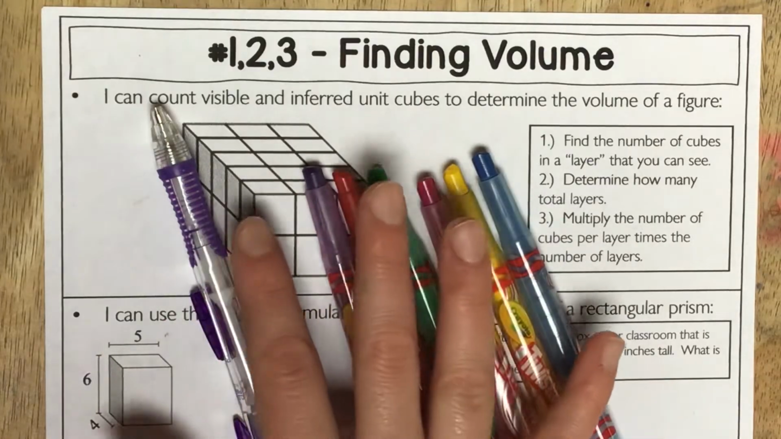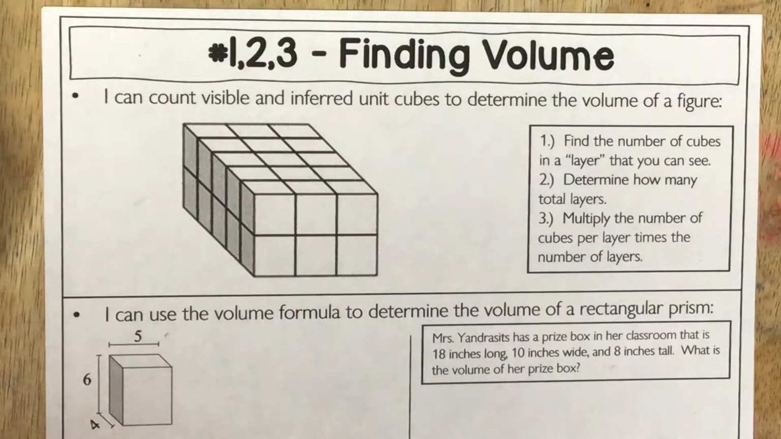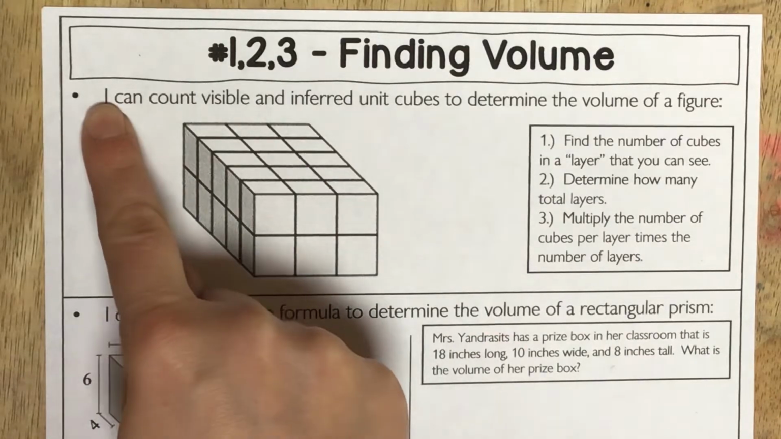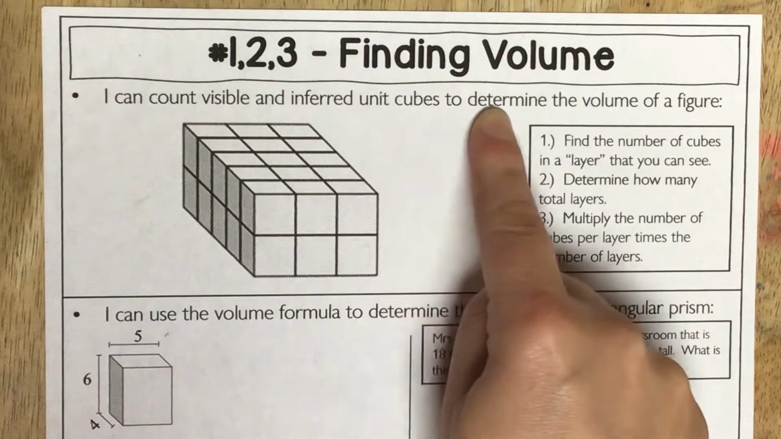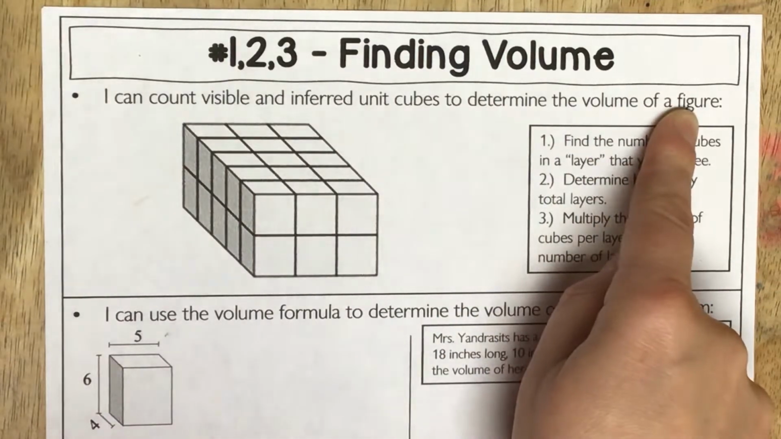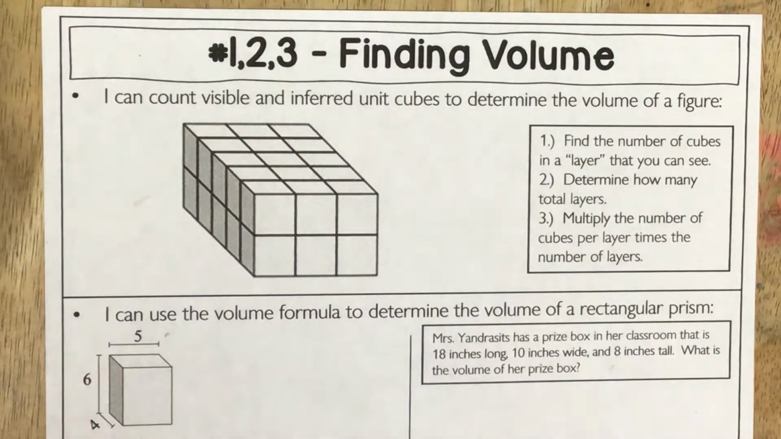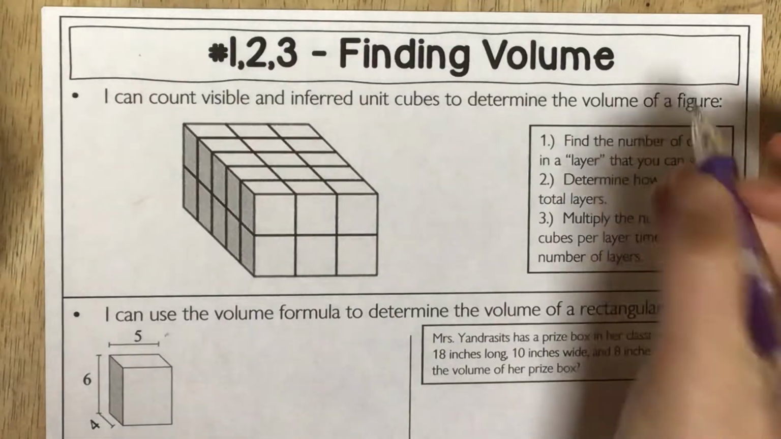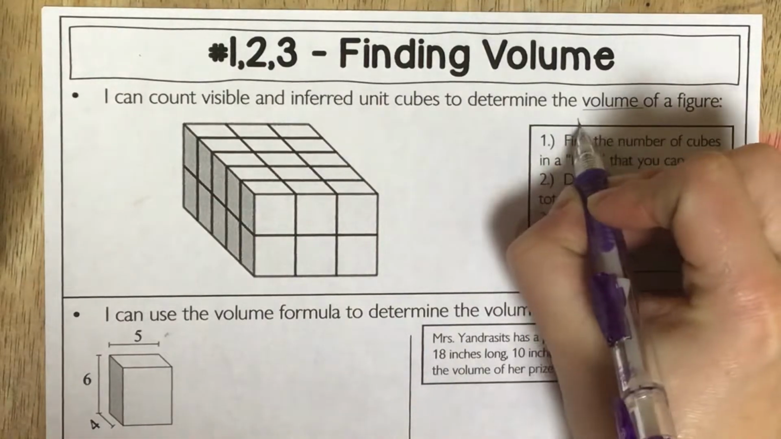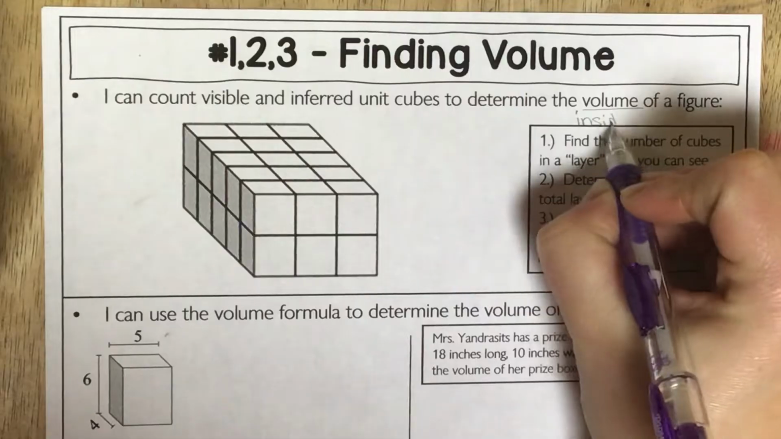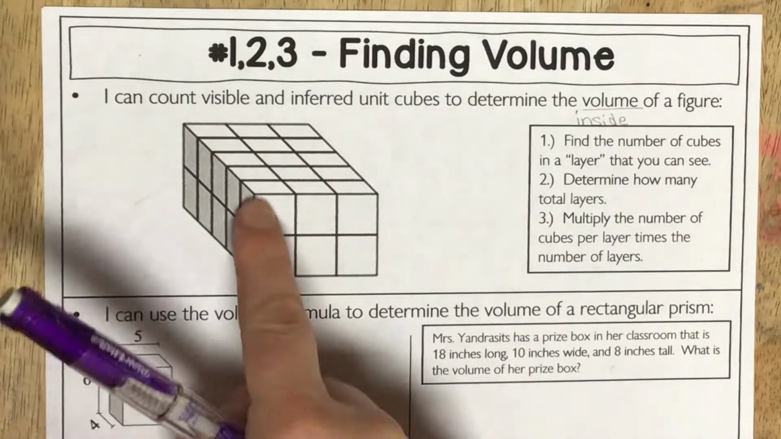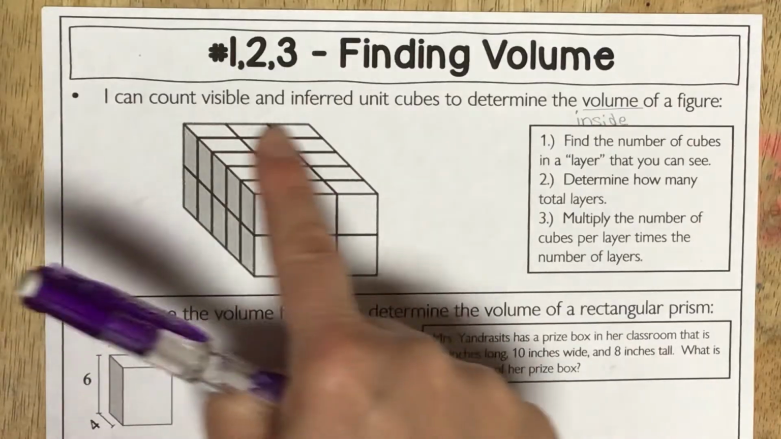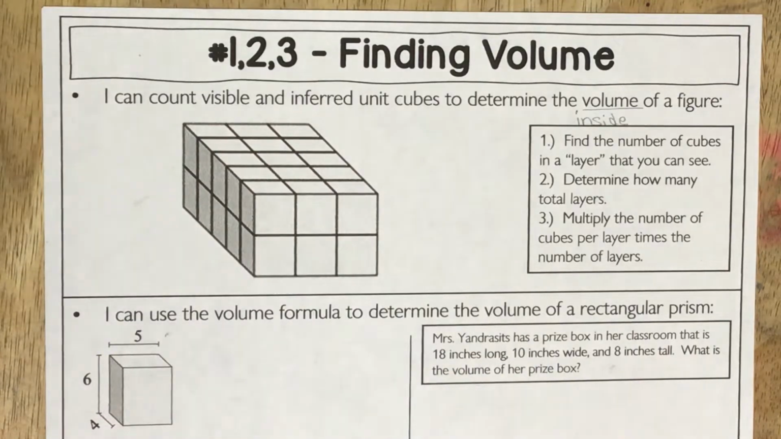All right, so you should have your supplies. Let's get started. The first skill for this unit is I can count visible and inferred unit cubes to determine the volume of a figure. Remember, the word volume tells us I'm talking about the space inside. When I say volume, I don't mean a flat surface or just a line. I mean all the space inside this figure.